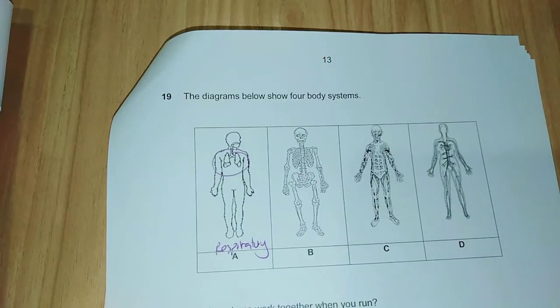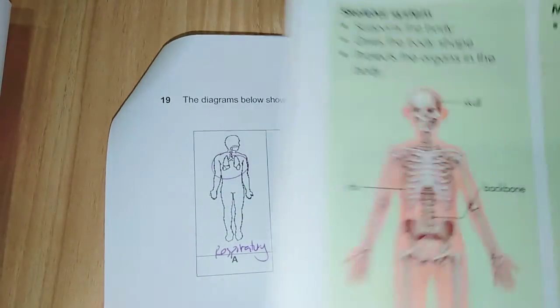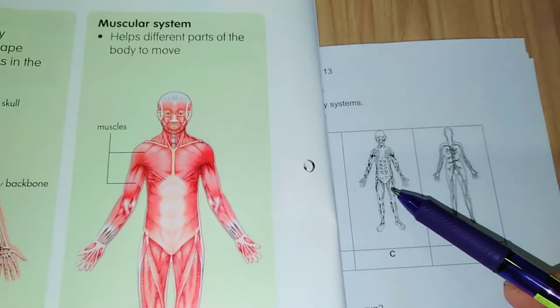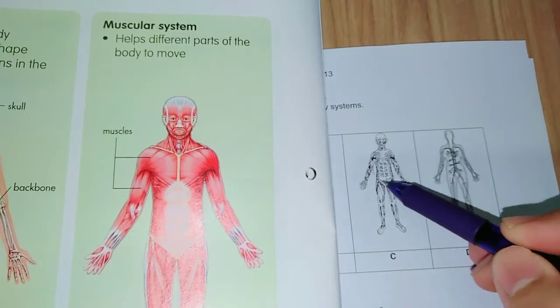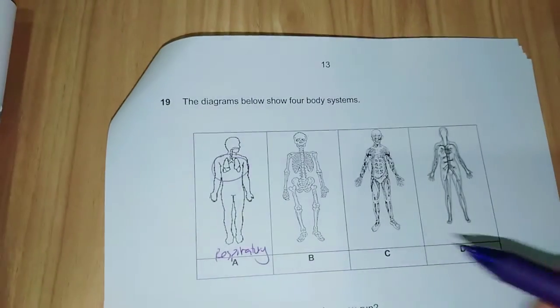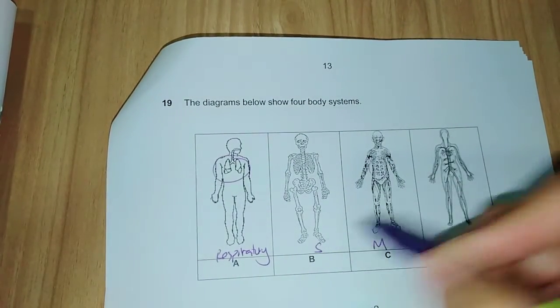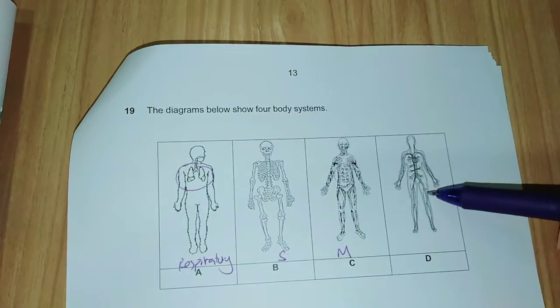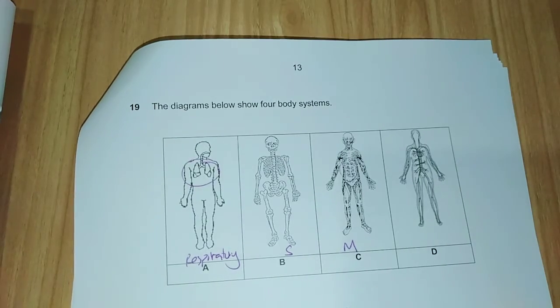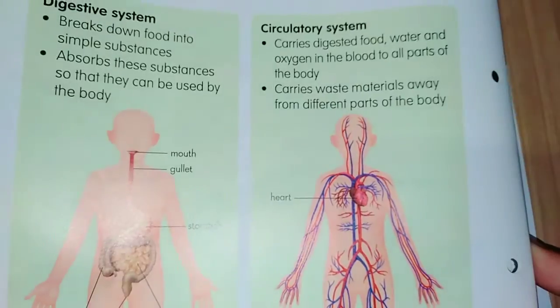This is very clear. This one refers to the skeletal system, and the other one refers to the muscular system. Look at the six-pack here. Whoa! Right? Muscular system. So that's the muscular system, skeletal system. And this one, all the veins and blood vessels, that will be the circulatory system.